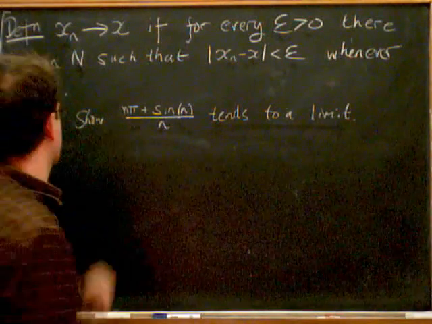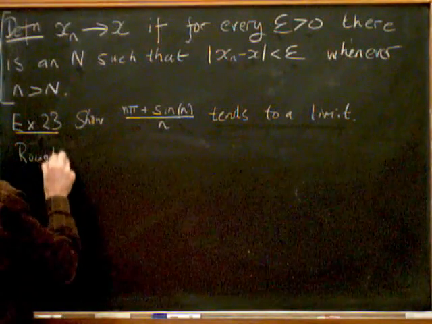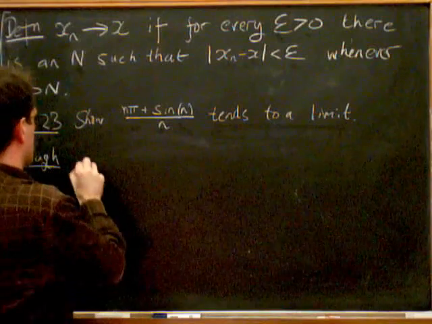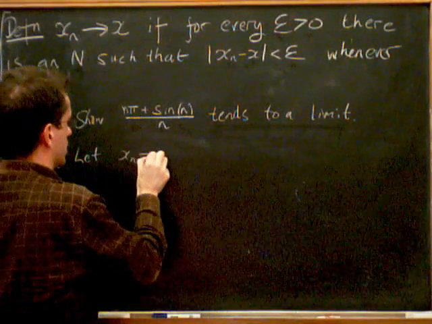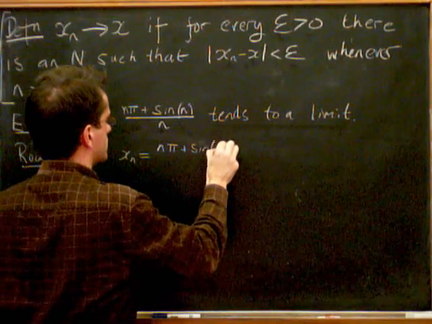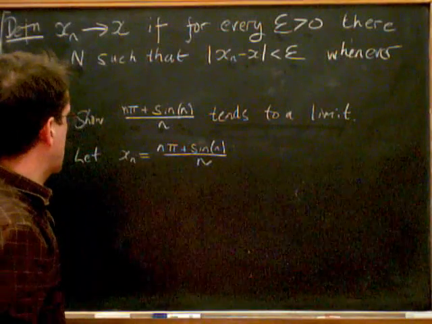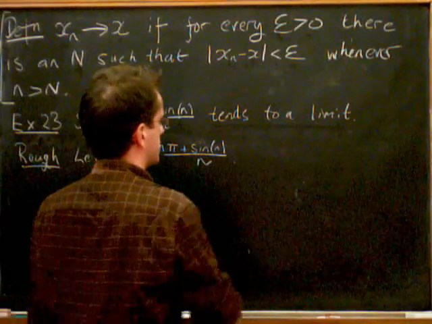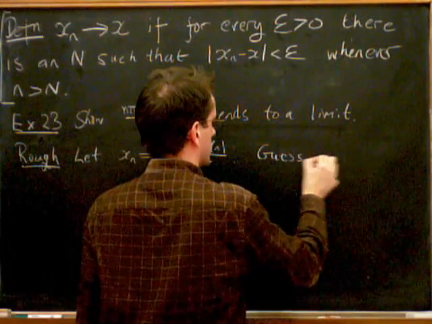First thing to do, let's just do our rough work first. Let's just give this a name: let xn be n pi plus sine n all over n, and we're going to have to guess the limit. So we're going to guess that xn tends to what?